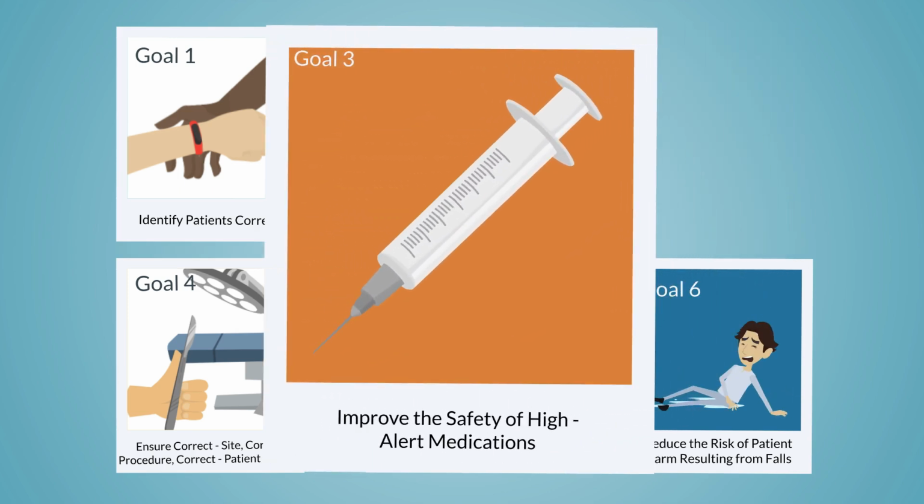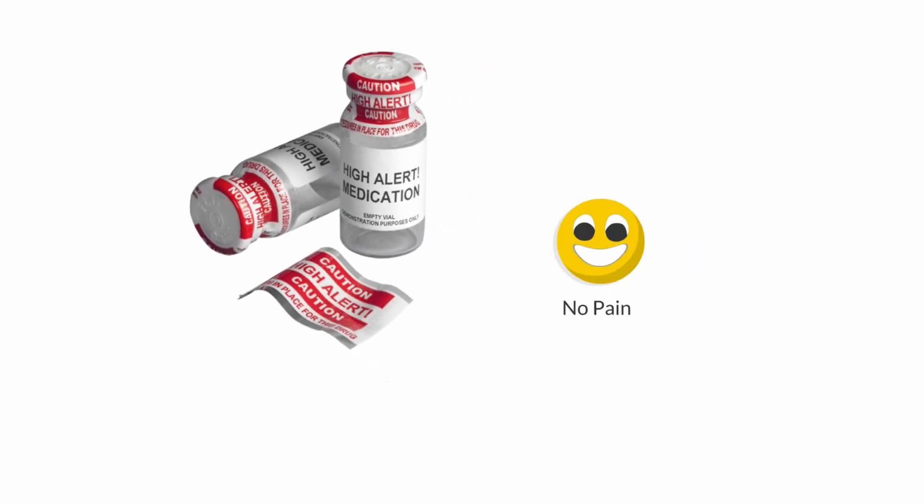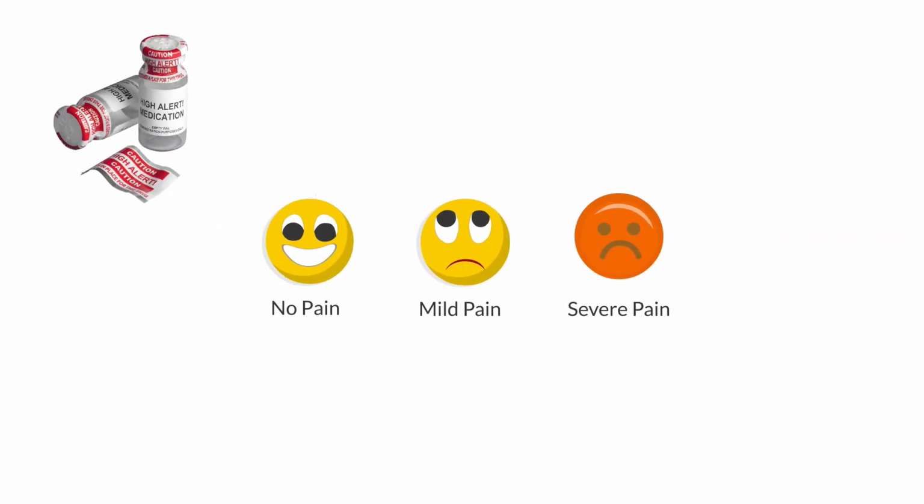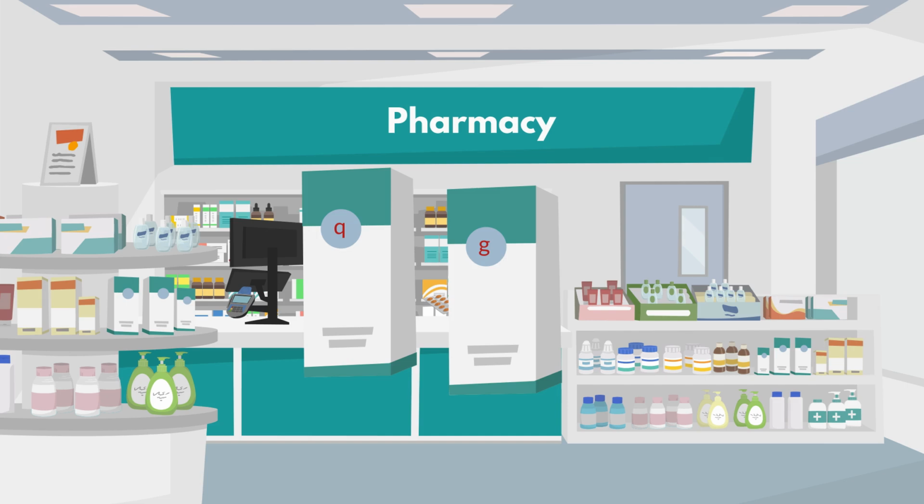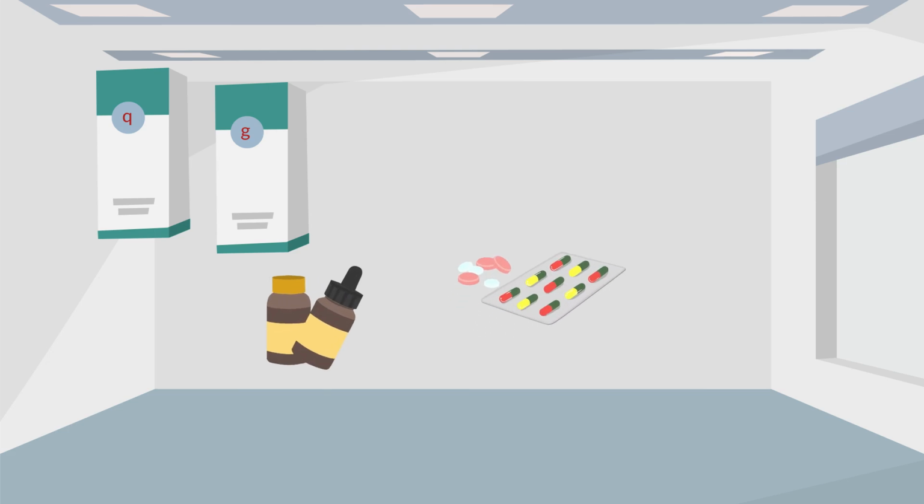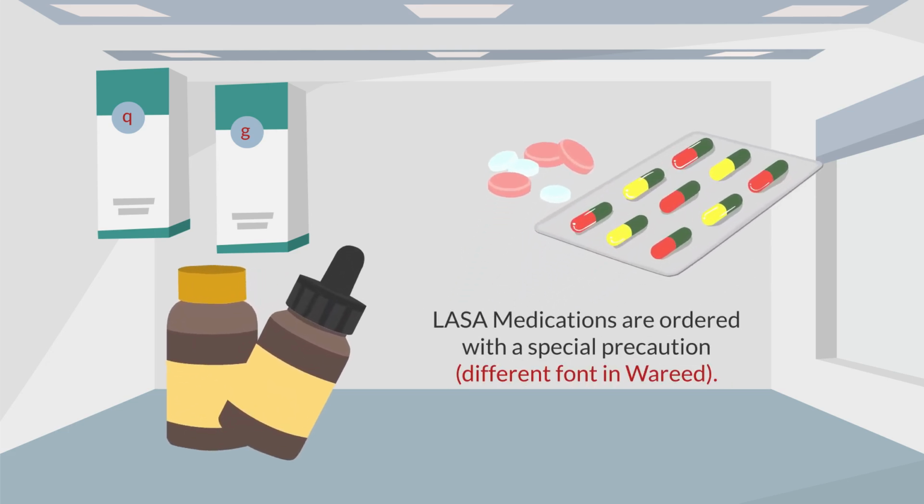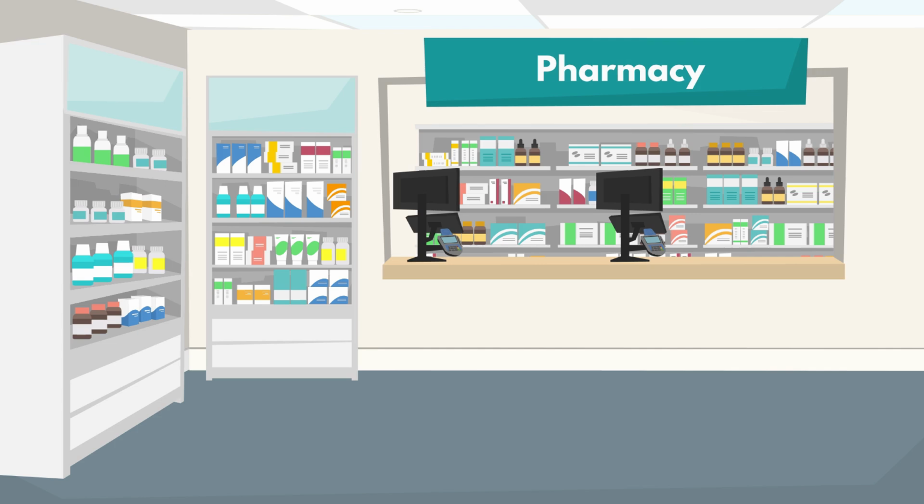Improve the safety of high-alert medications. High-alert medications are medications that bear heightened risk of causing significant patient harm when they are used in error. LASA or look-alike sound-alike medications are medications with names that sound or look like other medication names. LASA medications are ordered with a special precaution. Highly concentrated electrolytes are medications which are based on electrolyte components and their compositions. They are labeled as high alert, stored separately and securely in the pharmacy department, and in some of the clinical units due to a clinical necessity.